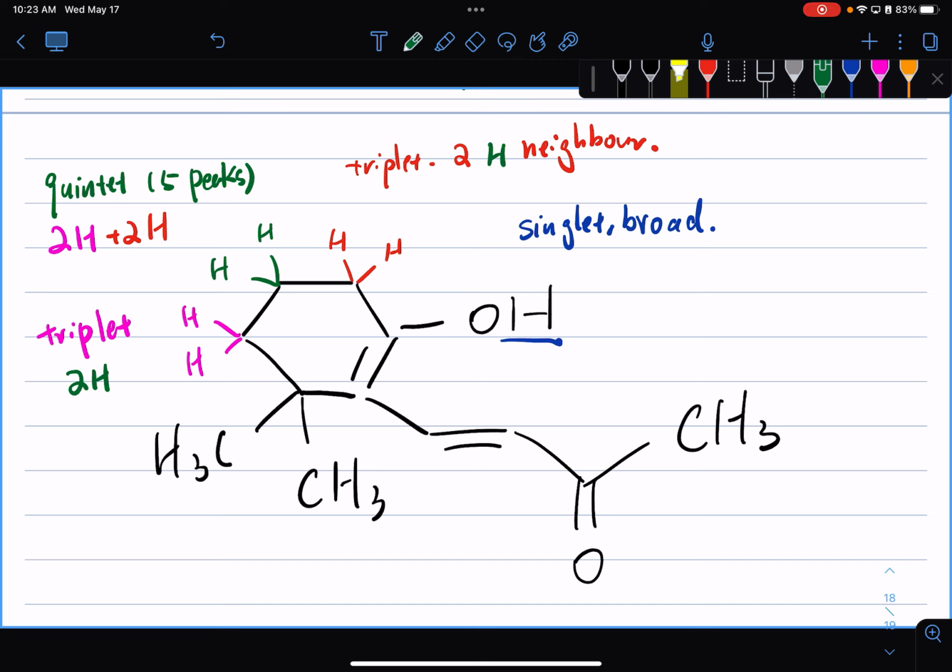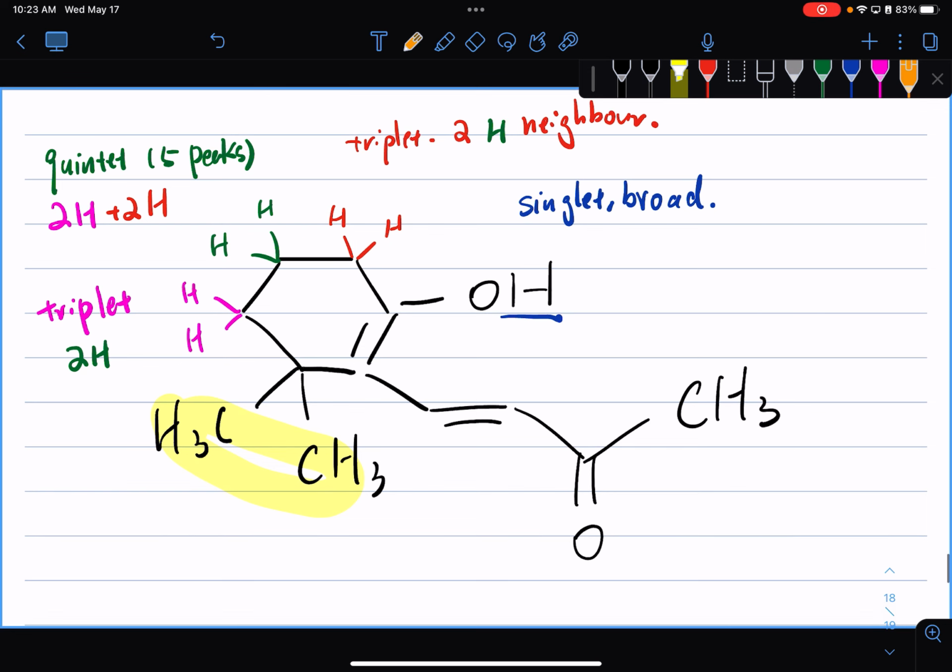All right. And what about these methyl groups? These methyl groups are equivalent to each other. They're just 2 methyl groups attached to the same carbon. And along this 2 methyl group, here we don't have any hydrogen attached to it. That's the neighboring carbon we're talking about. So they are singlet. So no neighbor.